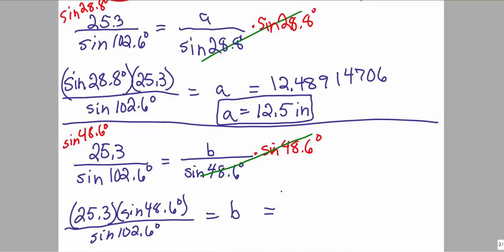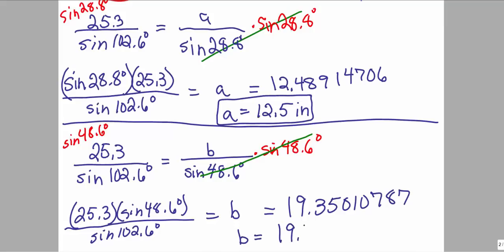Put that into your calculator. Do make sure that your calculator is in degree mode, and you should get the value about 19.35010787. And once again, we're going to round to the nearest tenth. So I get 19.4, approximately 19.4 inches.